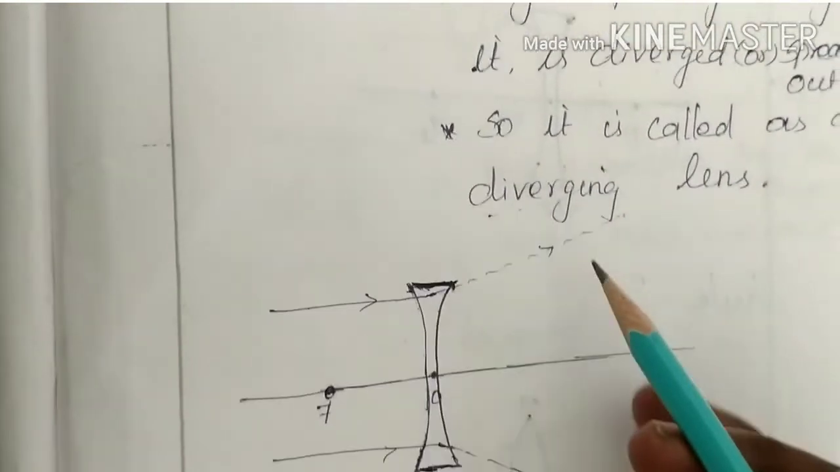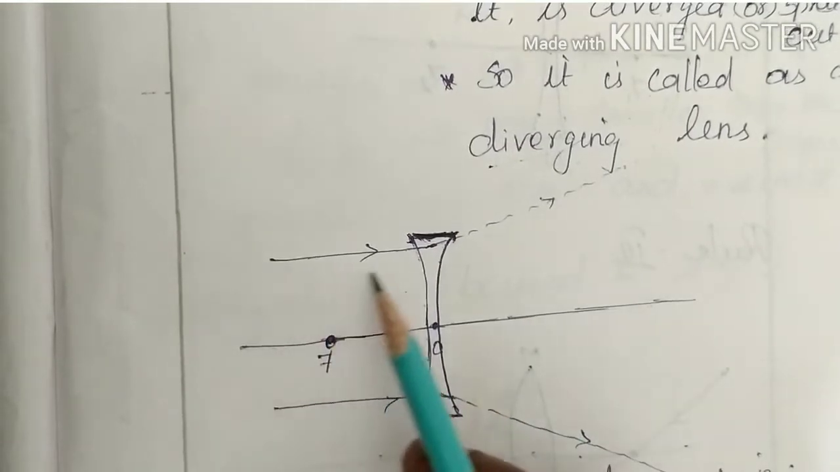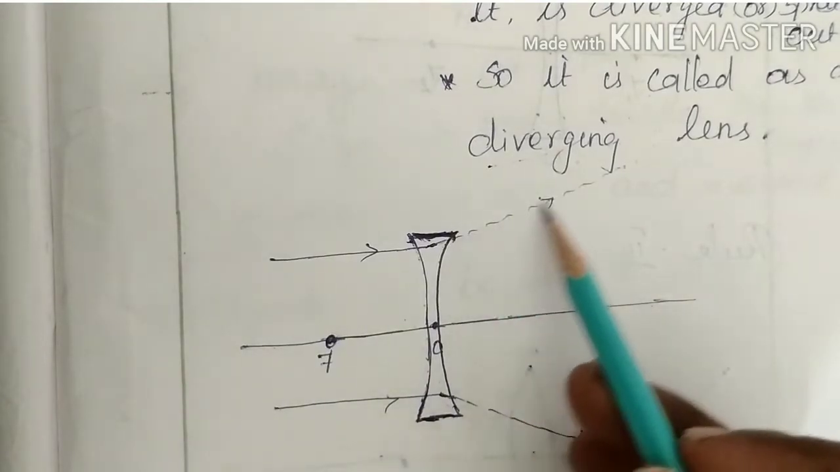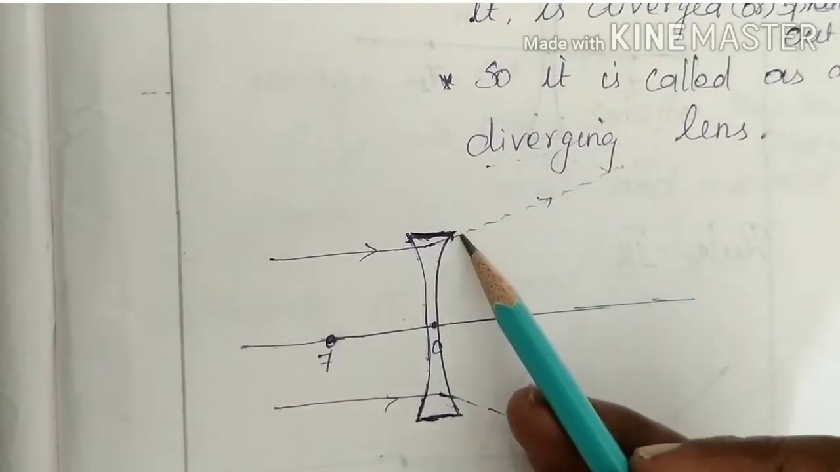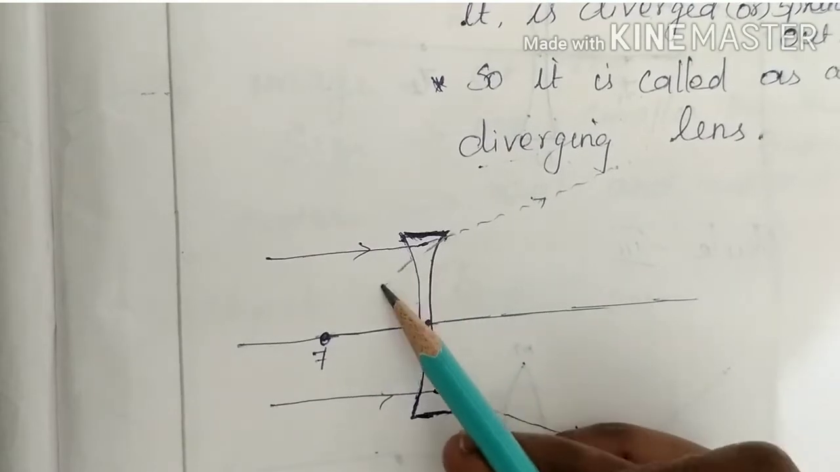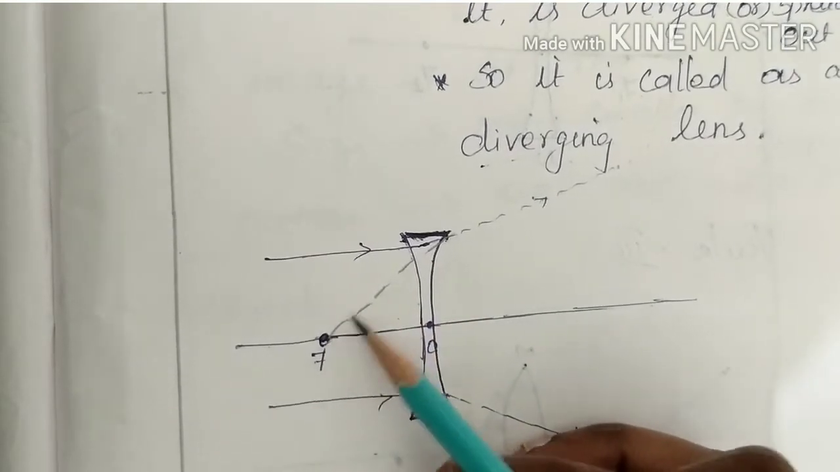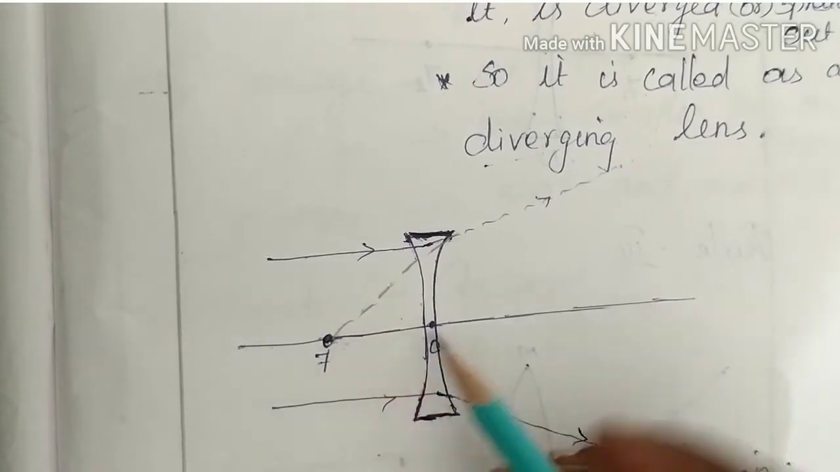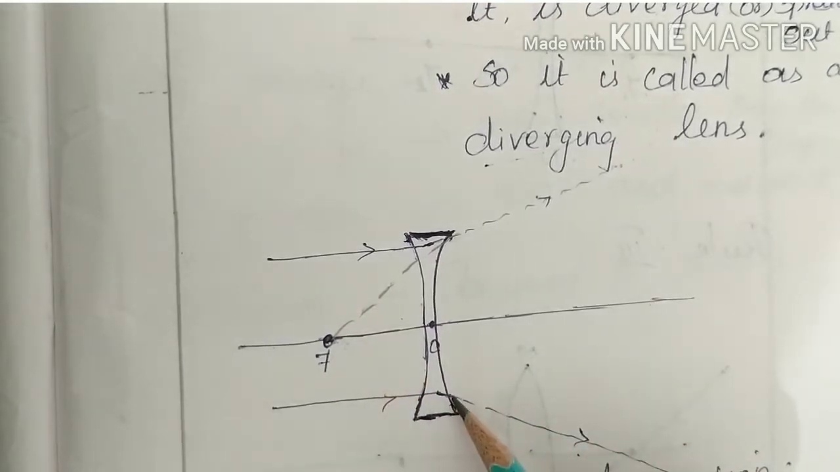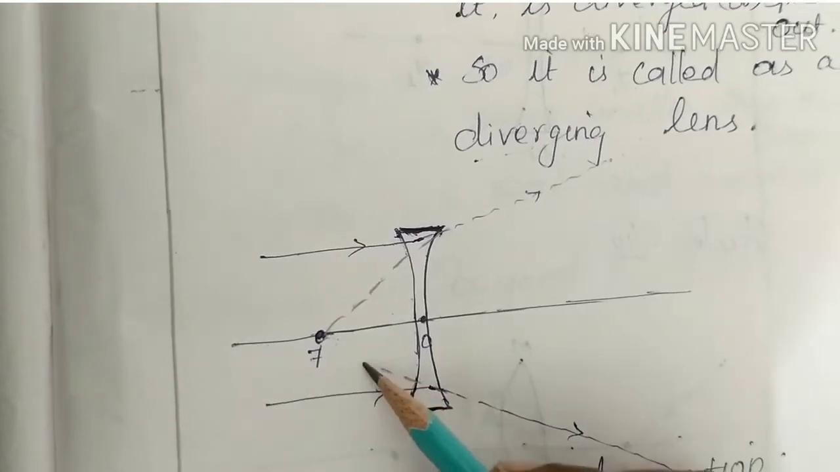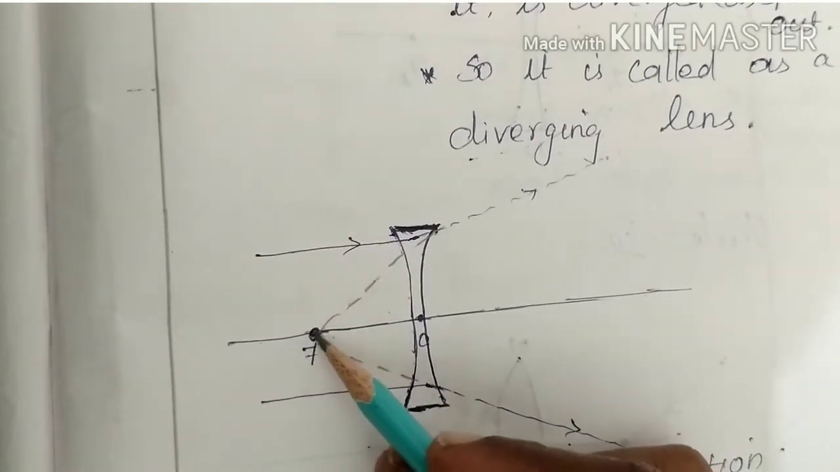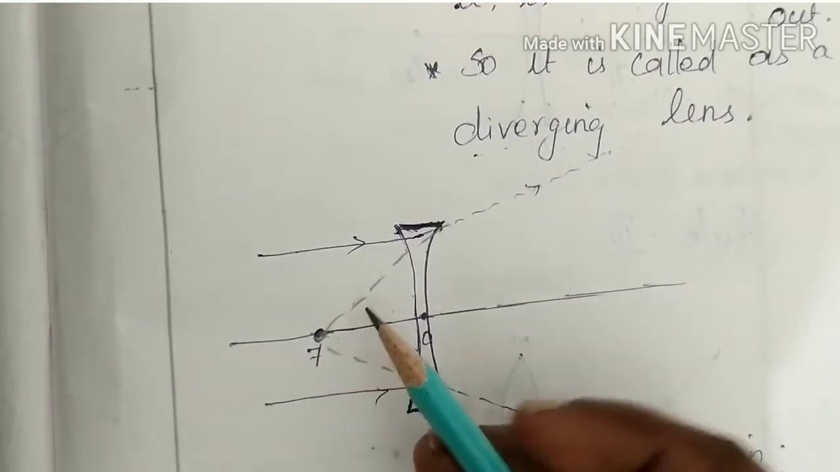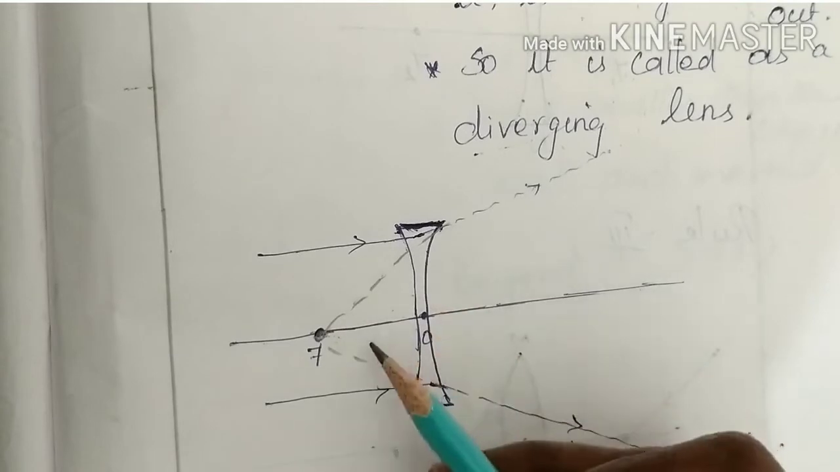Just observe this picture here. When the parallel beam of light rays is allowed to pass through a concave lens, see here, this is the refracted ray. After refraction, it will diverge back, like this, and it will appear to meet at this point. So this is the principal focus. So it is called the diverging lens.